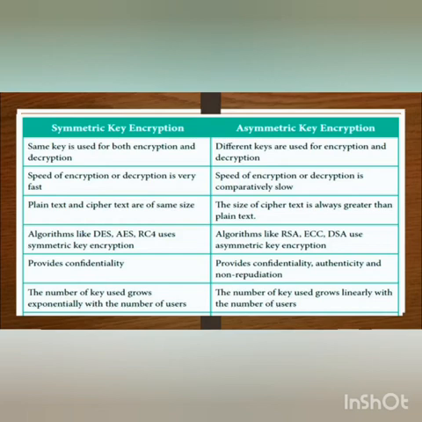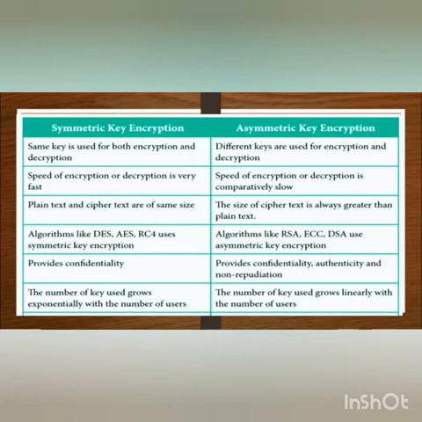In the second differentiation, in symmetric key encryption, speed of encryption or decryption is very fast because we are using a single key. But in asymmetric key encryption, speed of encryption or decryption is comparatively slow because we are using two different keys.